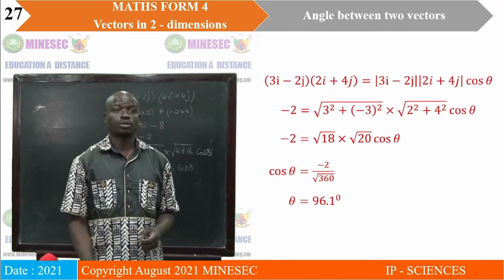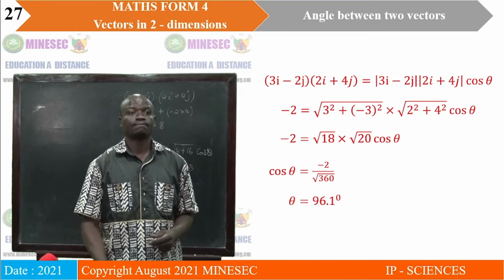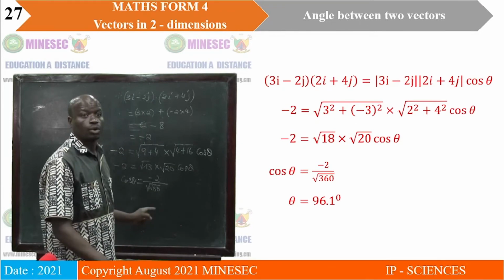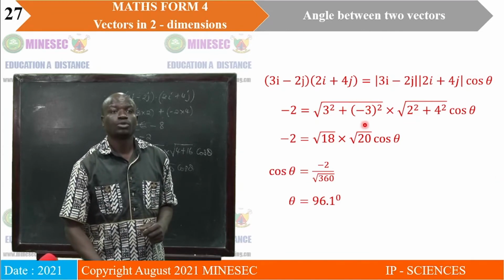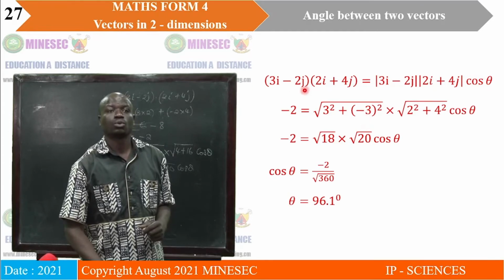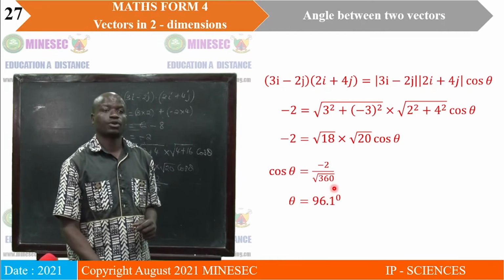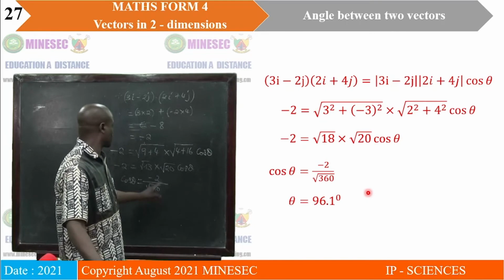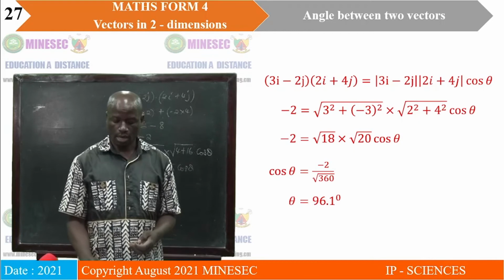So let's see what it will give us. Instead of having negative 3 here, it should have been negative 2. So we should be having the cosine inverse of negative 2 all over square root of 260. That's what will give us the angle theta.